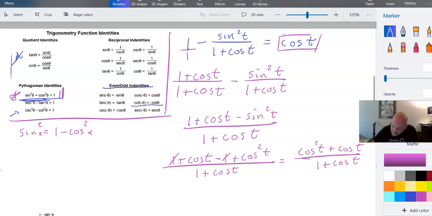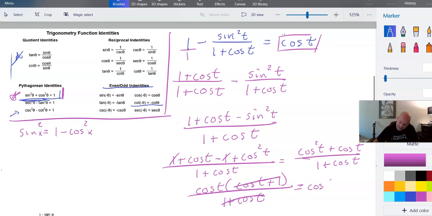Now, the next line, you notice both of these terms here have a cosine in them. So that means I can factor a cosine out. So now this becomes cosine t times 1. Oh, I wrote it in the wrong order. Oh well. Times cosine t plus 1 over 1 plus cosine t. And 1 plus cosine t is the same as cosine t plus 1. So I can cancel that out, and that leaves me with cosine t.